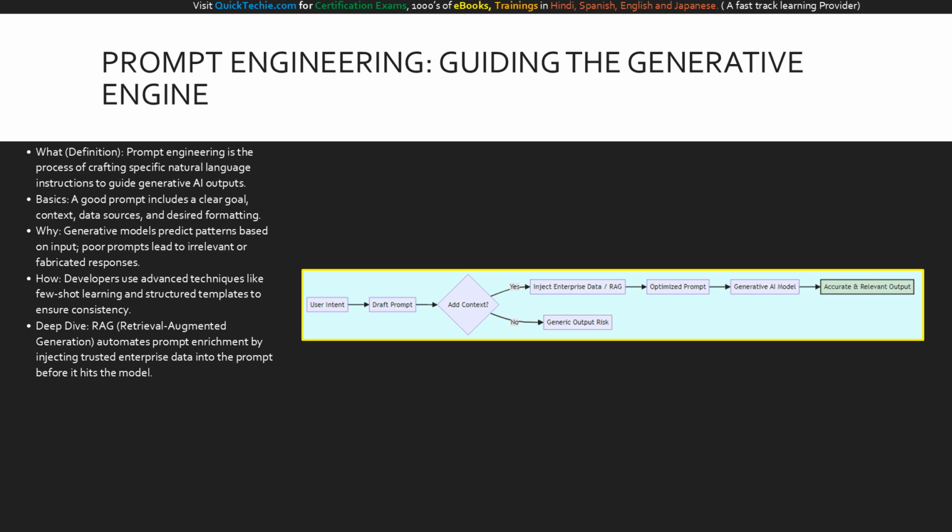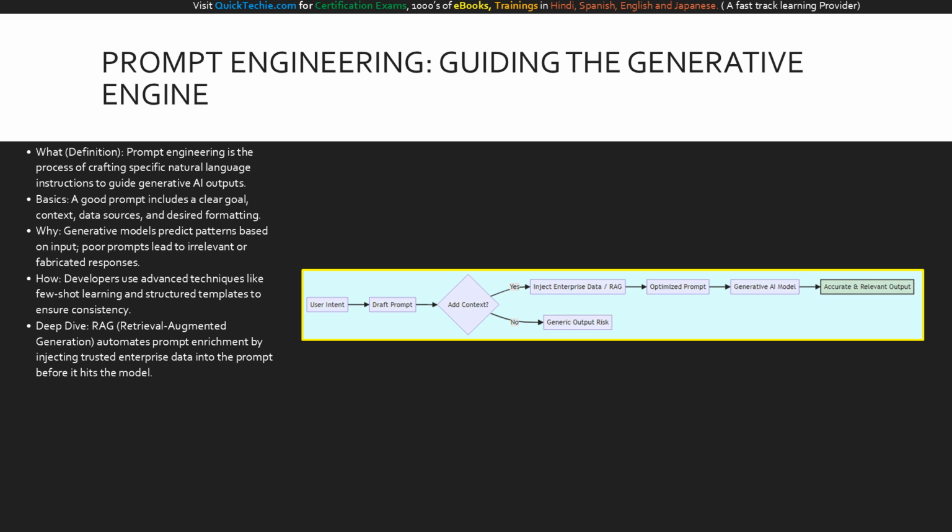This flow diagram illustrates the anatomy of a successful prompt. We begin on the left with user intent, which is translated into a draft prompt. At the critical decision node, we ask, add context? If we fail to add context, we take the bottom path leading to generic output risk, where hallucinations occur. However, if we take the top path, we inject enterprise data, often using RAG methodologies.